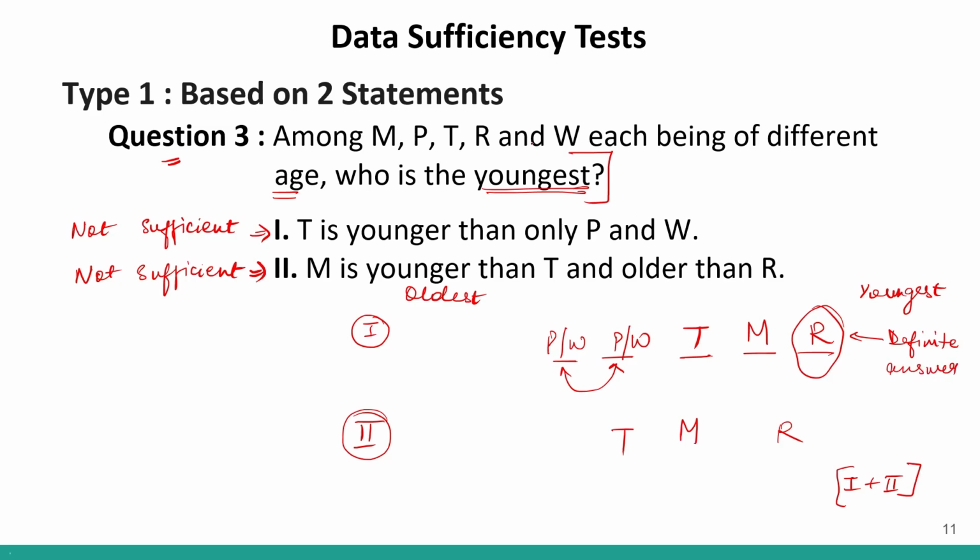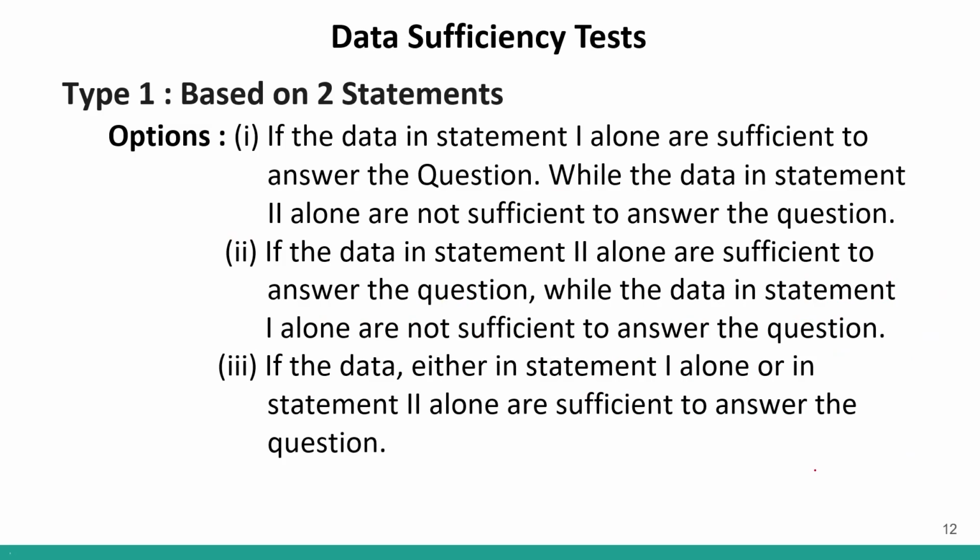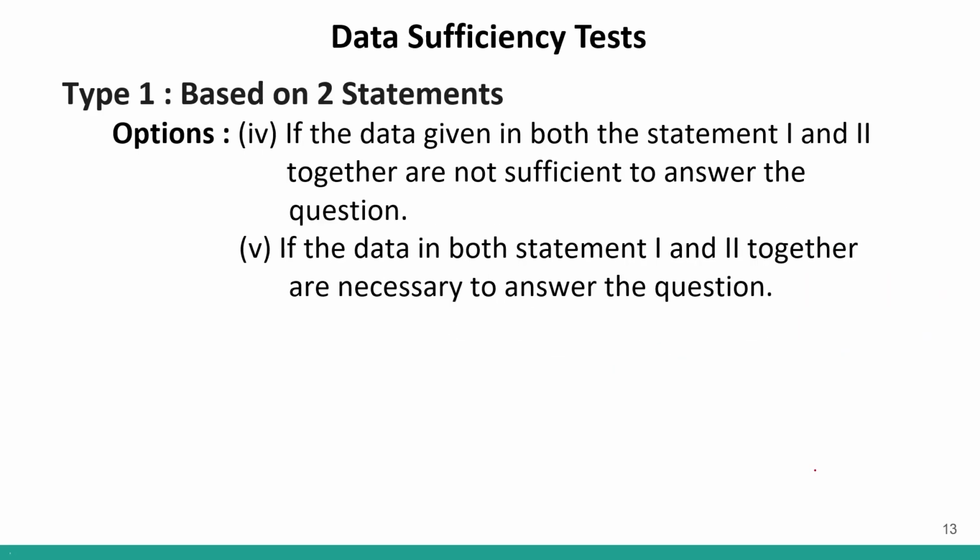If the question was asking who is the oldest, then we would not be able to answer because we have two options. But in this particular case, when we are supposed to find the youngest, we get a definitive answer. So on combining statements 1 and 2 together, I am getting my answer. So if I look at the options, option number 5 says that data in both statements 1 and 2 together are necessary to answer the question. This will be the correct answer.